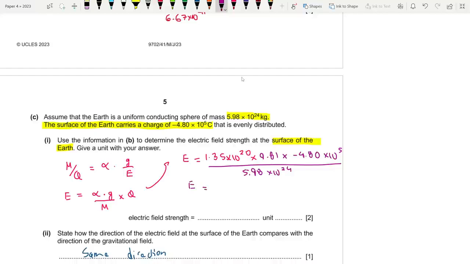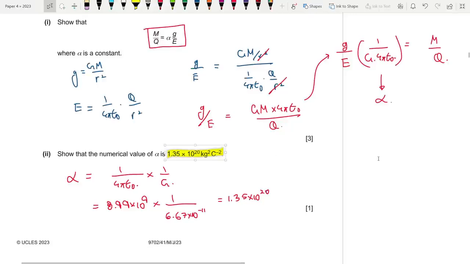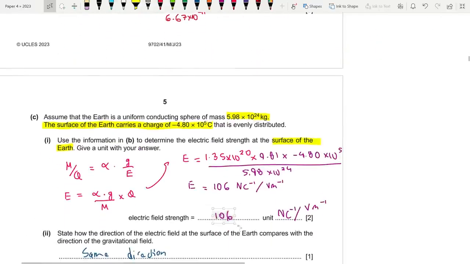Honestly, you can ignore the sign. The sign doesn't matter. It's 106. Now, electric field strength has a unit of Newton per coulomb, or it could be volts per meter. You remember that field strengths always have dual units, okay? So either one works, Newton per coulomb or volts per meter. Also, notice how all the data has been given to three significant figures, which is why we are opting for a three significant figure answer rather than a 2SF answer.